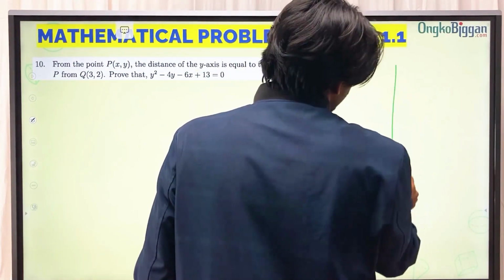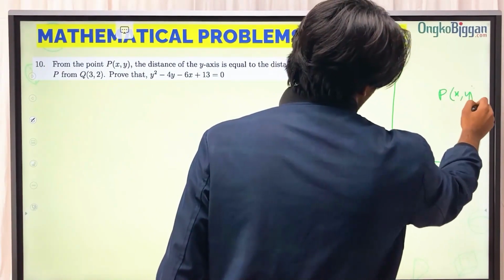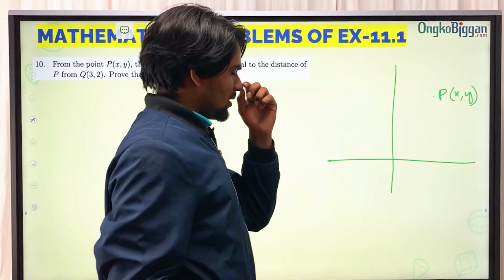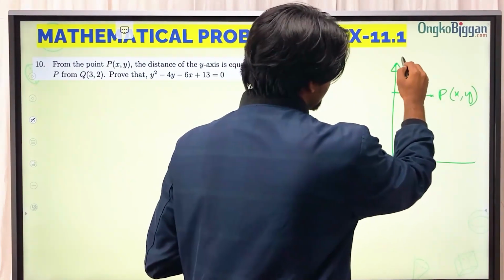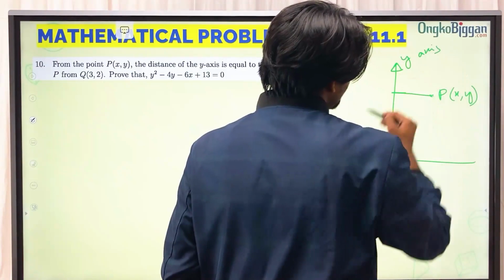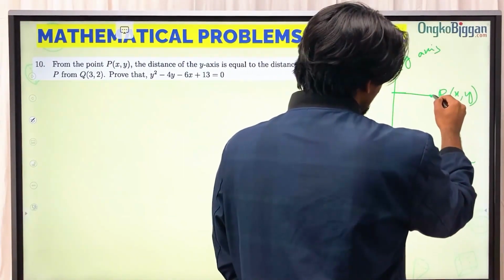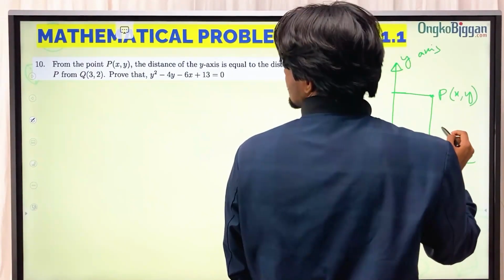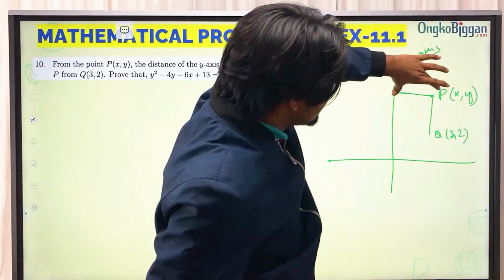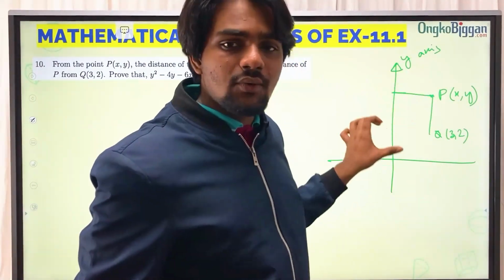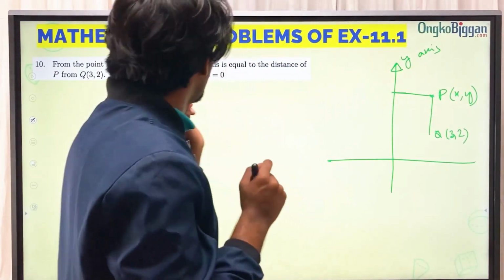So it has said that, for example, P is a point here, P(x, y). The distance it is from the y-axis. So this is the y-axis. The distance of P from the y-axis is equal to the distance between P and Q. So Q is (3, 2). This distance and this distance are actually equal. It is said in the question that this distance and this distance are equal.